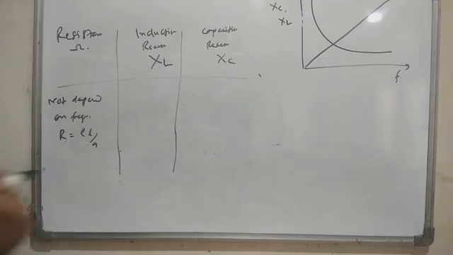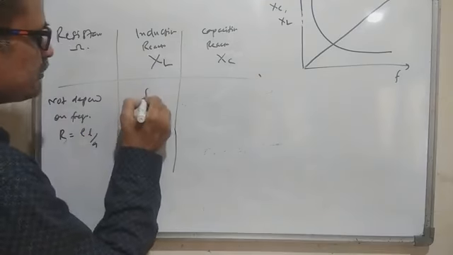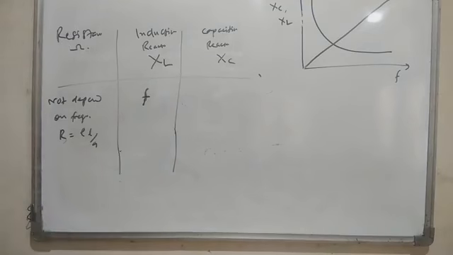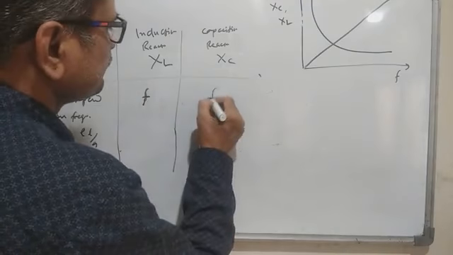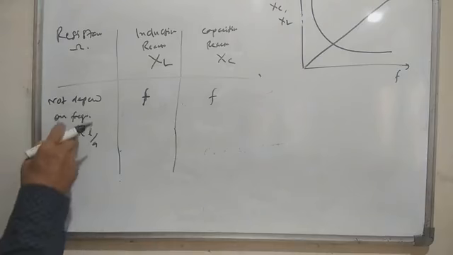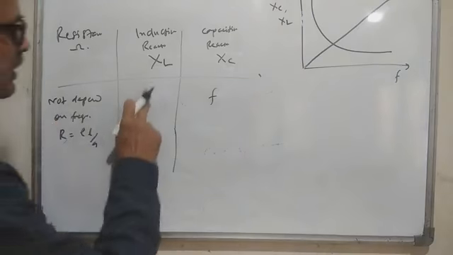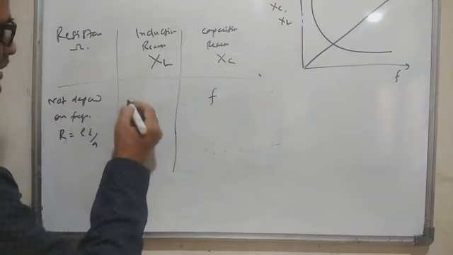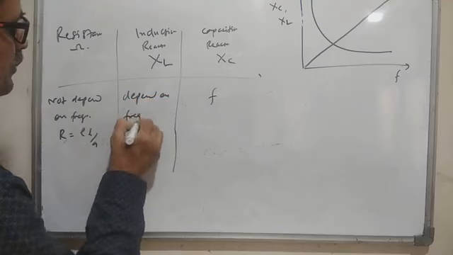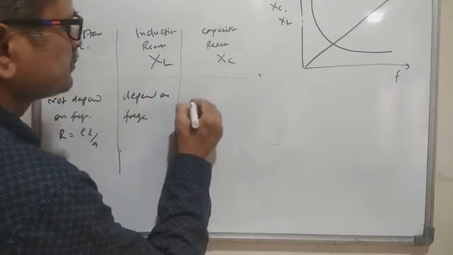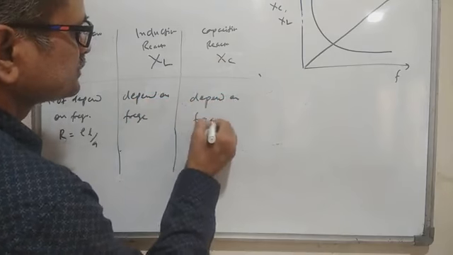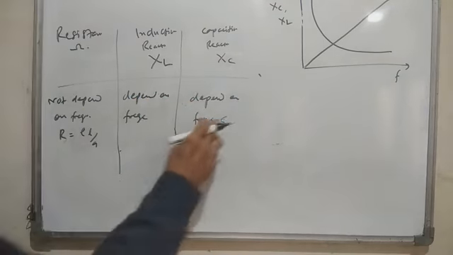Whereas this inductive reactance XL depends on what? It depends on F. It is directly proportional to F rather. And the XC also depends on F. We know it is inversely proportional to frequency. So resistance is not dependent on the frequency, whereas inductive reactance depends on frequency. And capacitive reactance also depends on frequency, and it is inversely proportional rather.